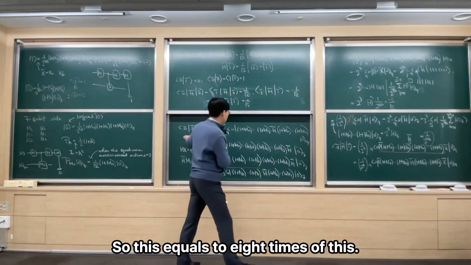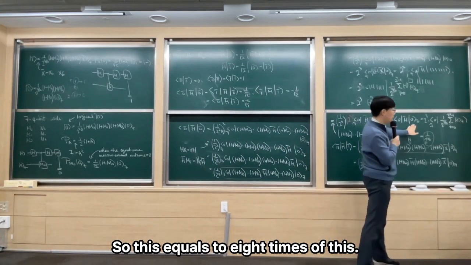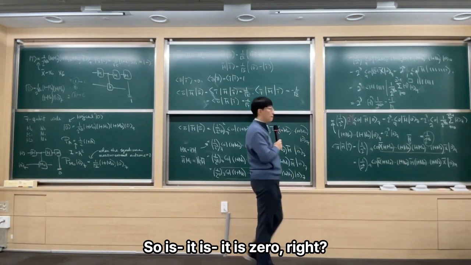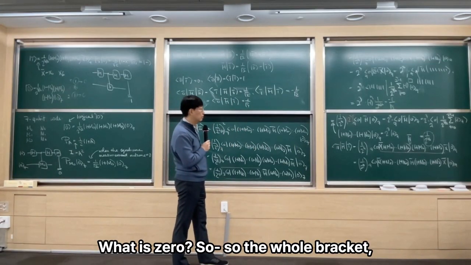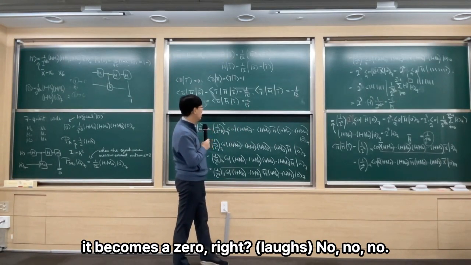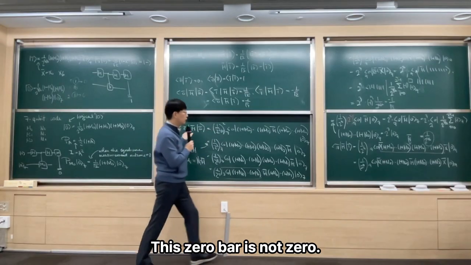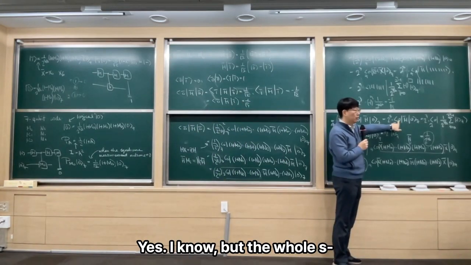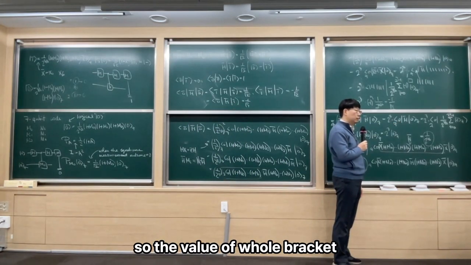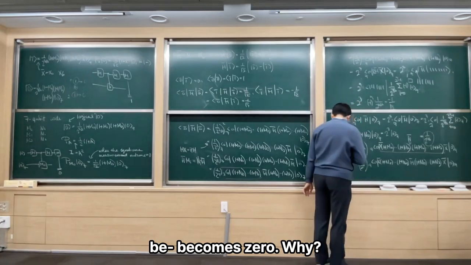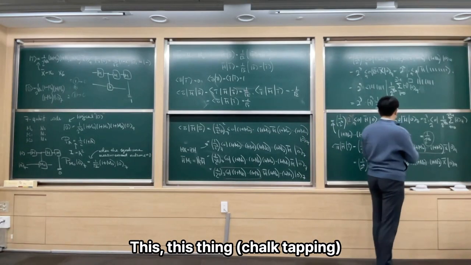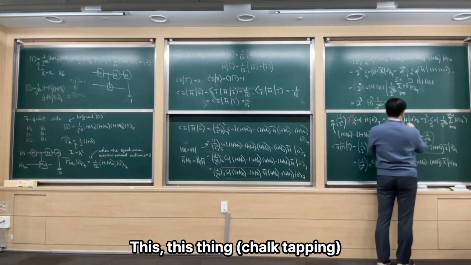So this equals to 8 times of this. So it is 0, right? What is 0? So the whole bracket becomes 0, right? No. This 0 bar is not 0. Yes, I know, but the value of the whole bracket becomes 0. Why? This thing is not.